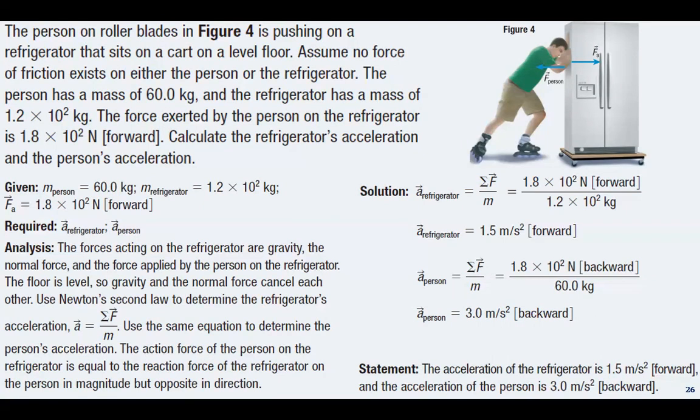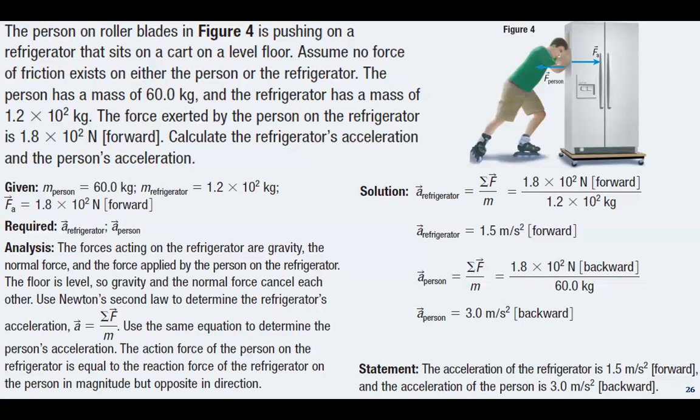So the forces acting on the refrigerator are gravity, the normal force, and the force applied by the person on the refrigerator. The floor is level, so gravity and normal forces cancel each other, right? So we can use Newton's second law to determine the refrigerator's acceleration. Note here the net force is just the applied force of the person on the refrigerator. So the refrigerator's acceleration a can be given by net force F over the mass of the refrigerator. Use the same equation to determine the person's acceleration.